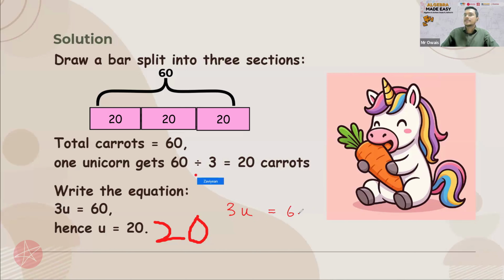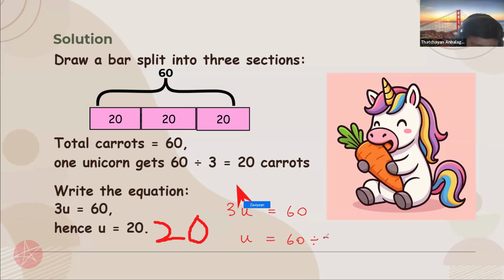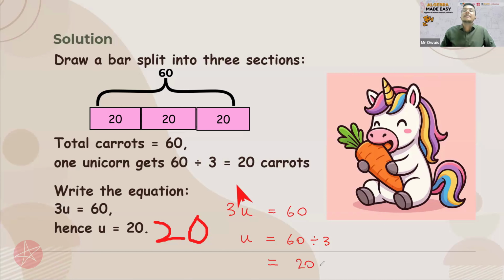So look at this. We're using a symbol here, right? We're actually using a letter. We're using the letter U to represent the unicorns, or units. In general, we actually use it for units. That's correct. But in this case, we can think of it as U representing 1 unicorn, right? How much did 1 unicorn eat? So we need to do 60 divided by 3, and that gives us 20. It means that each unicorn ate exactly 20 carrots.